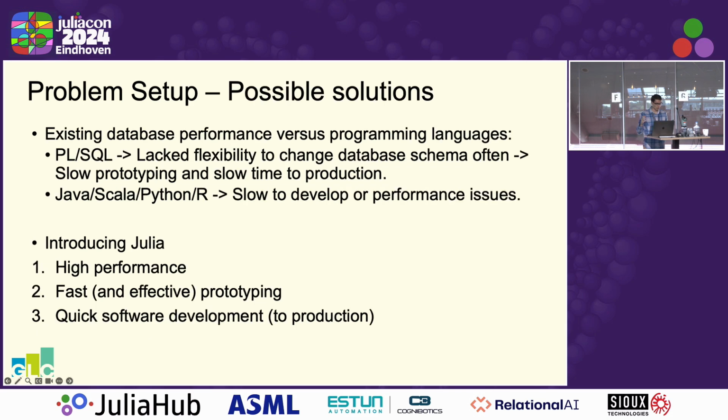So what have we tried? We were originally in PL/SQL, and this was fine for very fixed schemas and not much advanced capability, but we want to start increasing how fast we can iterate on our models and on performance issues, so we're scrapping the database. So let's try Java, Scala, Python, or R, and it turns out that they're either slow or not very easy to use and to develop rapidly on.